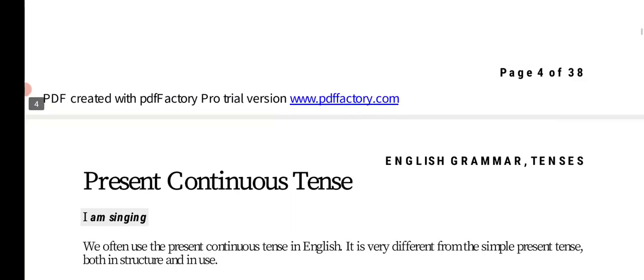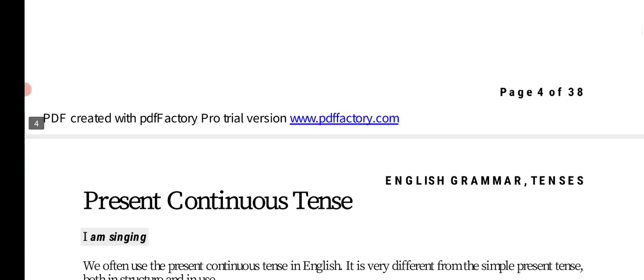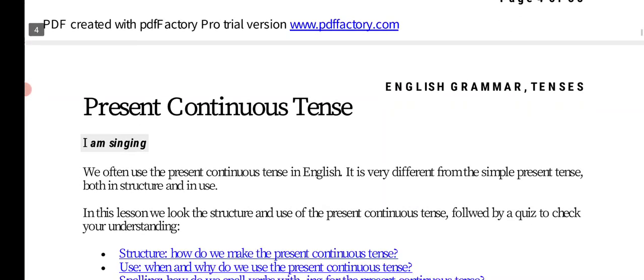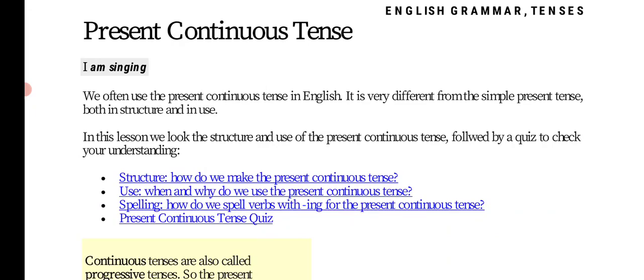So this is all about simple present tense: your habitual action, universal truth, general talk, or something that exists in the present time, like I'm a boy, I live in a flat. Now we have present continuous tense. What is present continuous tense?